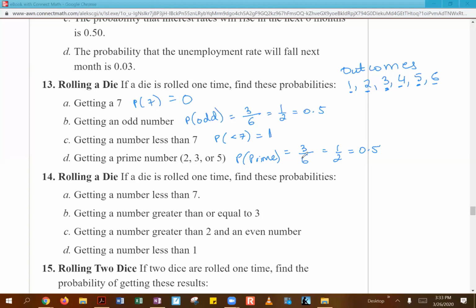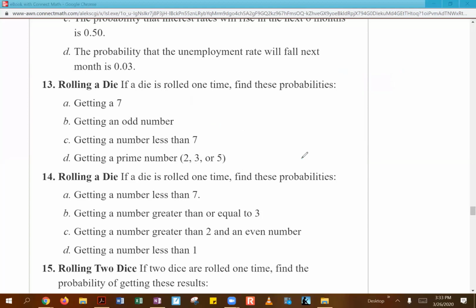All right, let's look at one more example here. So hold on a second.